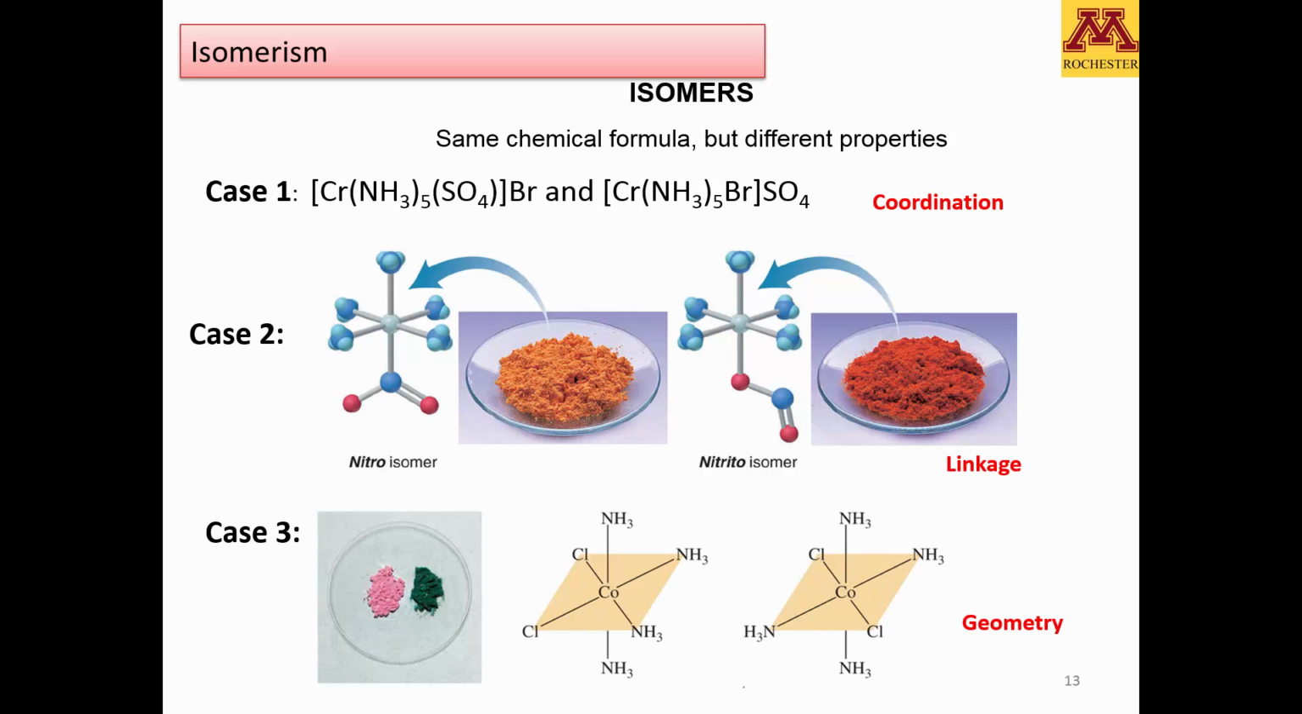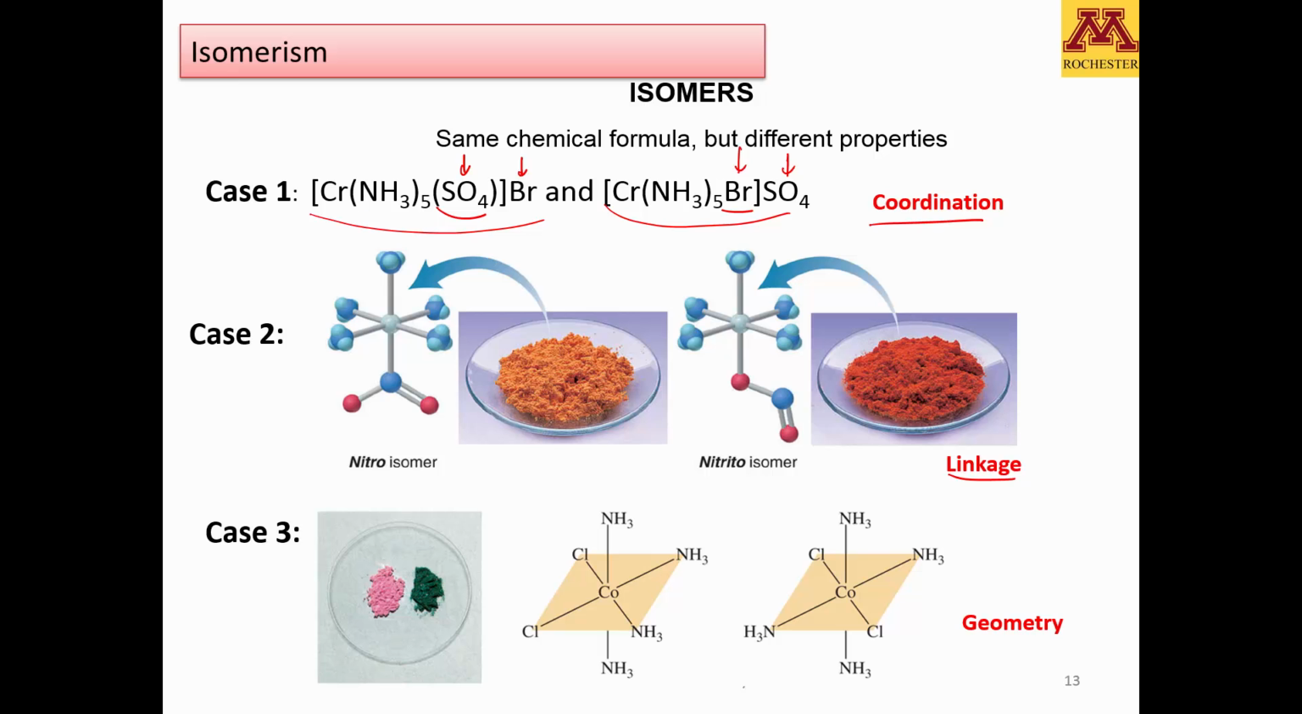The first type of isomerism is called coordination isomerism, in which even though it has the same components, in this case bromide is the counterion and sulfate is a ligand, but in here bromide is the ligand and sulfate is the counterion. These two compounds have the same composition, but as you can well imagine, very different physical properties, because it's not the same to have a sulfate or a bromide connected to that metal.